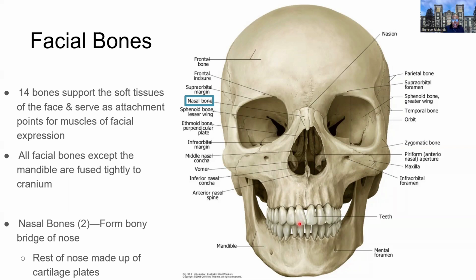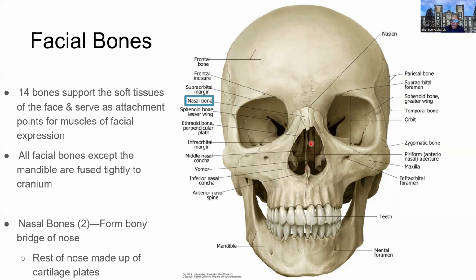They're also important in terms of forming an attachment for the muscles of facial expression. So muscles that give the face character and allow us to make certain movements and expressions are going to be anchored to these bones as well. Except for the mandible, all of the other bones are going to be somewhere attached to the cranial bones themselves. That is the ethmoid bone, the sphenoid bone, temporal bone, frontal, etc.